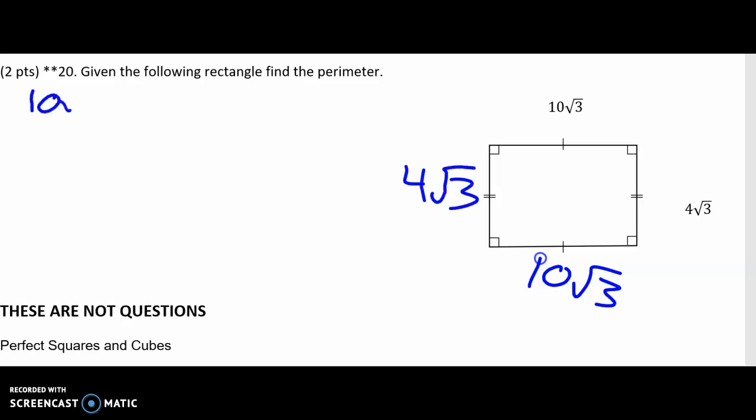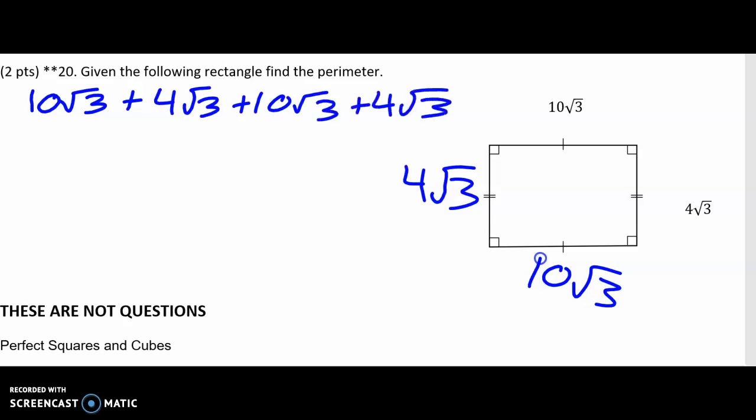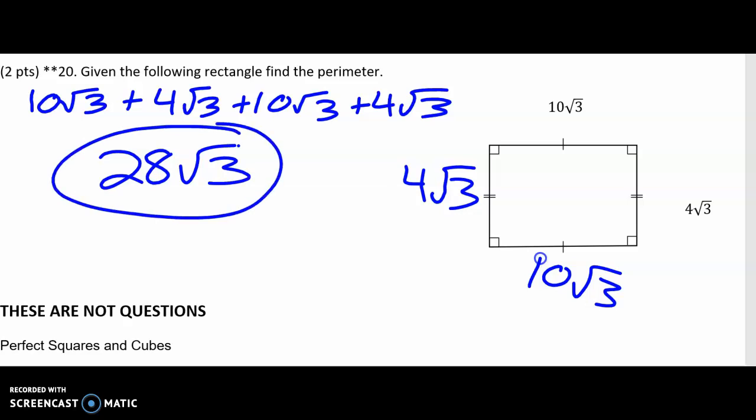So I have 10 root 3, 4 root 3, 10 root 3, and 4 root 3. So again, in order to add them, they need to be like terms, or have like radicals. They do. So I go ahead and add it. 10 plus 10 plus 4 plus 4 is 28. And of course, there's that root 3 there.